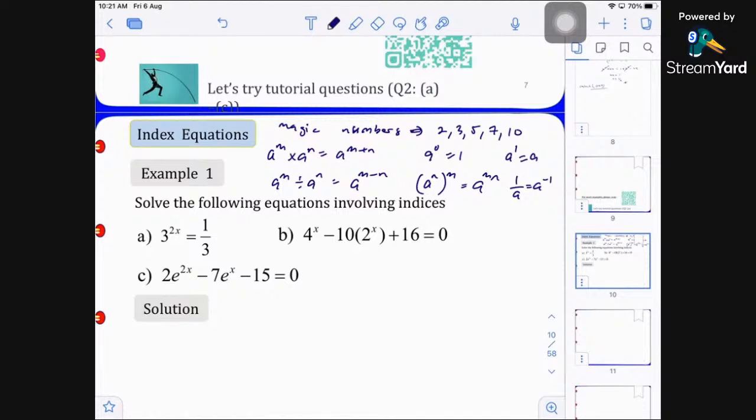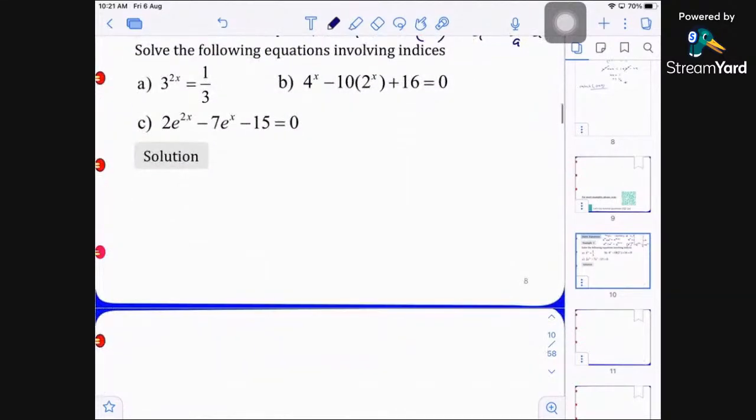Now based on this, I'm going to solve these questions over here. So we start with a first. We get 3 power of 2x equals 3 power of negative 1. Of course, how do I get 3 power of negative 1? This is 1 over 3 power of 1. So if I bring it up to the numerator, I'm going to get 3 power of negative 1.